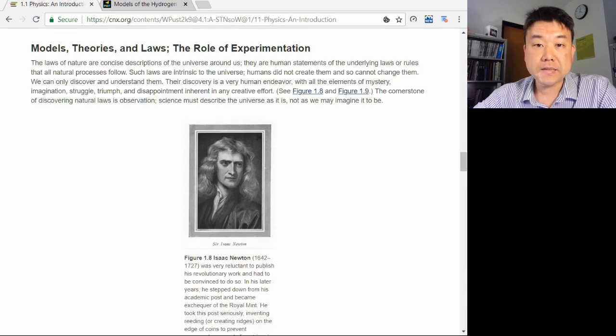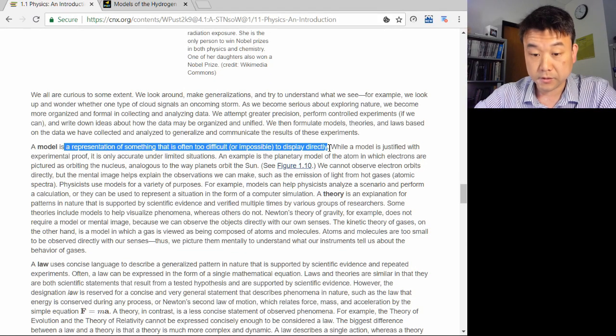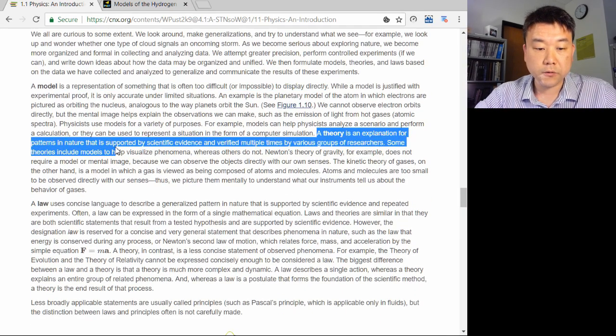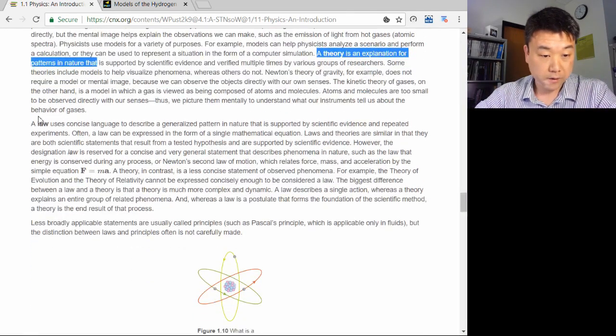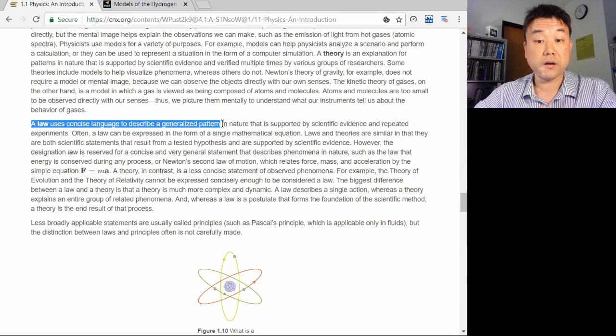Hi. In this video, we will distinguish between models, theories, and laws. The textbook does address this distinction. A model is a representation of something that is often too difficult to display directly. A theory is an explanation for patterns in nature. And a law uses concise language to describe a generalized pattern.